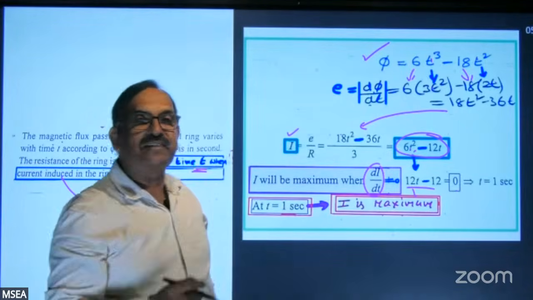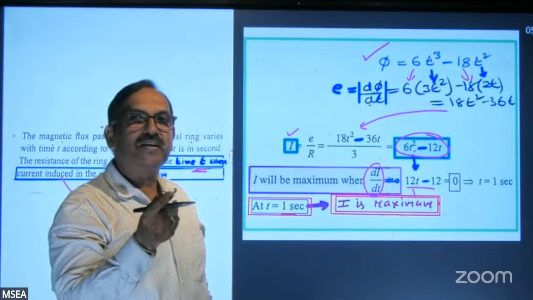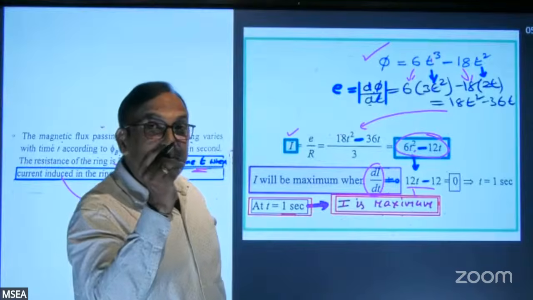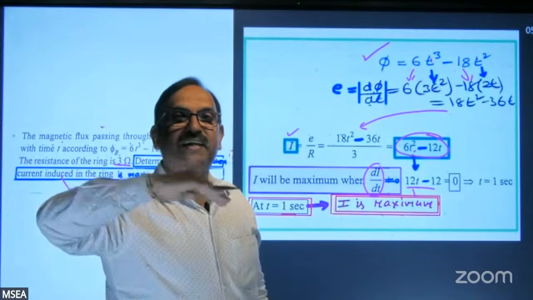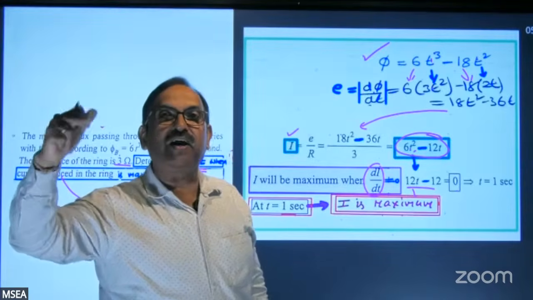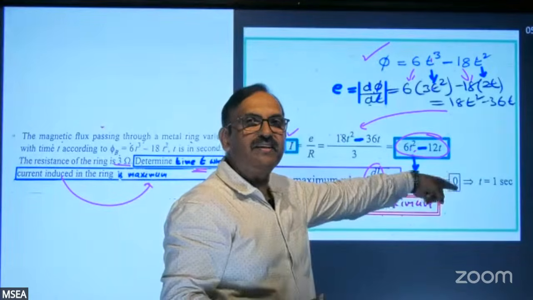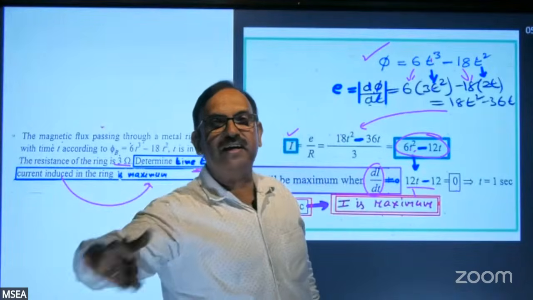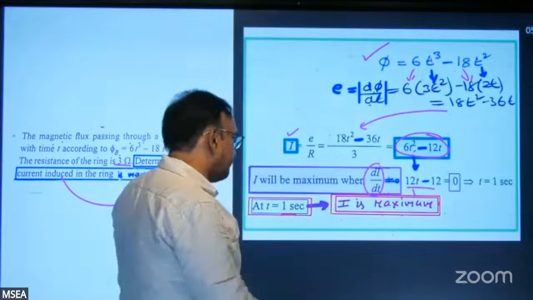In the form of statements they can give there. Instead of asking like this, option 1 they can give: from 0 to 1 second current increases, and thereafter, after 1 second, current decreases. Current is maximum at 1 second. So 0 to 1 current increases, thereafter current decreases. That is the correct answer for the bit.